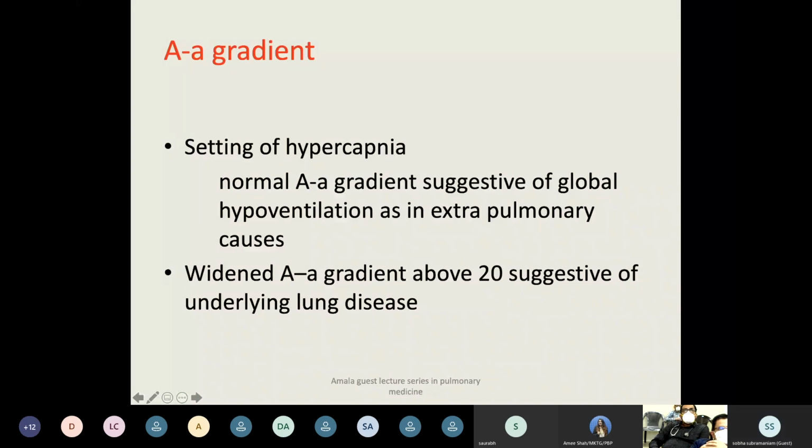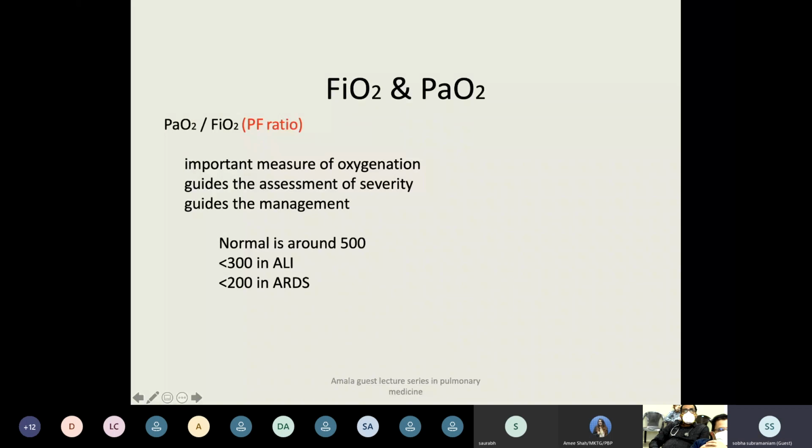Then coming to FiO2 and PaO2, I think the ratio, PF ratio, I'm sure every one of us is very familiar. You have got PaO2 as a numerator and FiO2 as a denominator. So in a normal person, the ratio will be PaO2 100, FiO2 0.20. The normal is around 500. So PF ratio of 500 is normal, and it gives us an important idea about oxygenation, and it helps us to assess the severity of the problem and guides in the management.